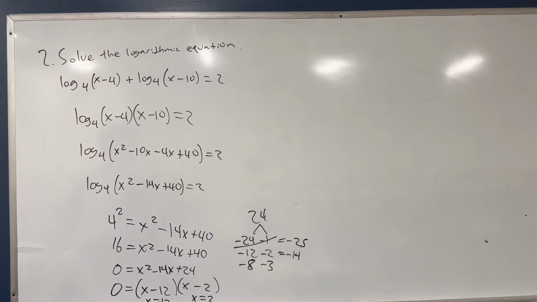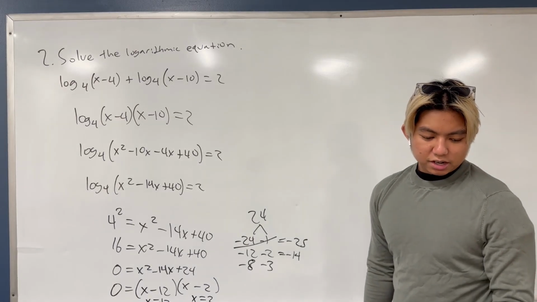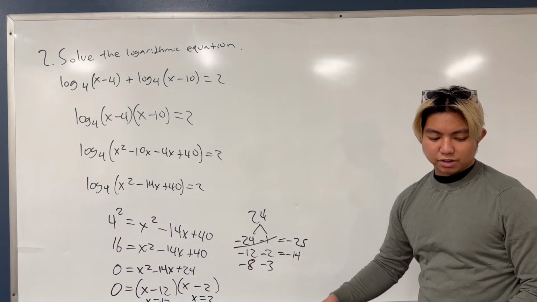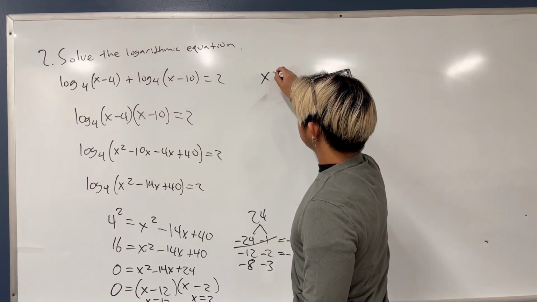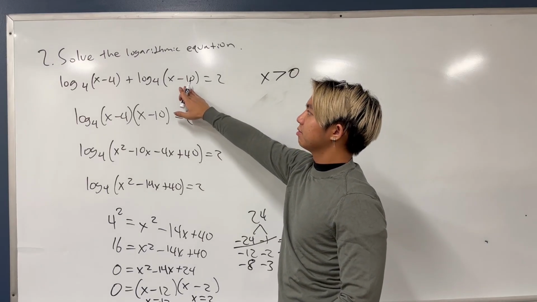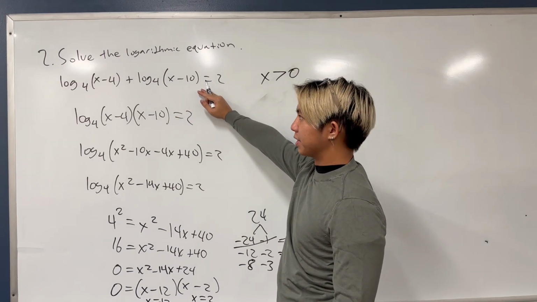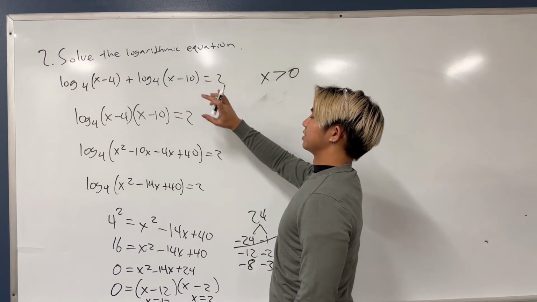But now we're not quite done yet, because if you remember the question, it says to be sure to reject any value that is not in the domain of the original logarithmic expression. So the domain of log has to be what? x has to be greater than 0. Can we have a 0 here? No. And we can't have a negative number either. So x has to be greater than 0 in these parentheses.